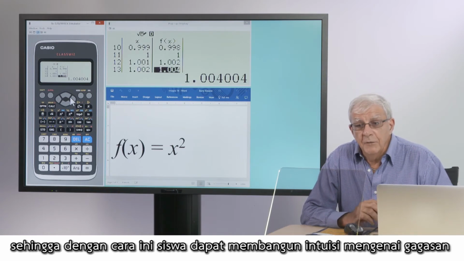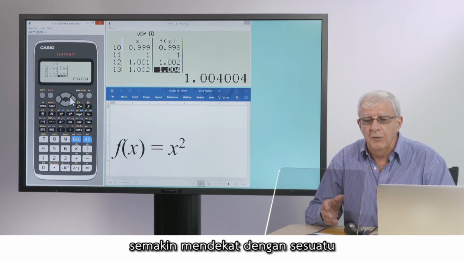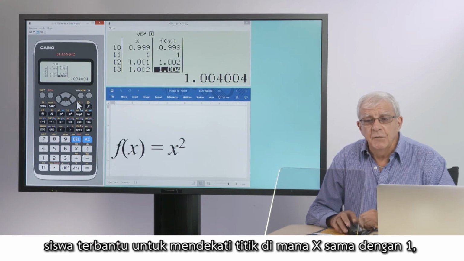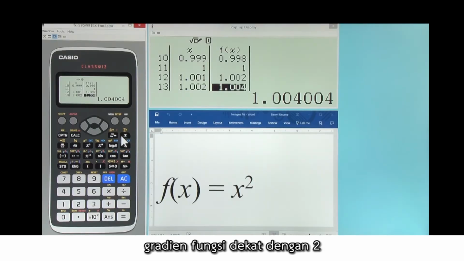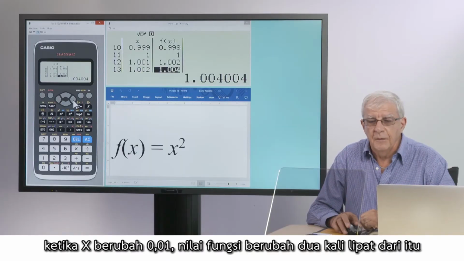So in this way, students can build an intuition about the idea of getting closer and closer to something. In thinking about these changes, students can be helped to see that close to the point where x is equal to 1, the gradient of the function is close to 2. When x changes by 0.01, the value of the function changes by twice as much as that.